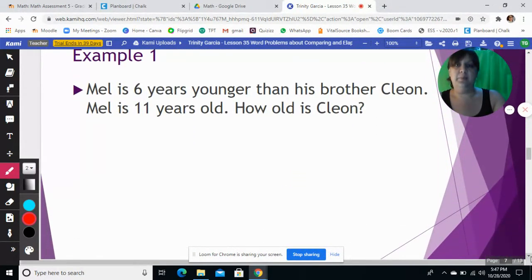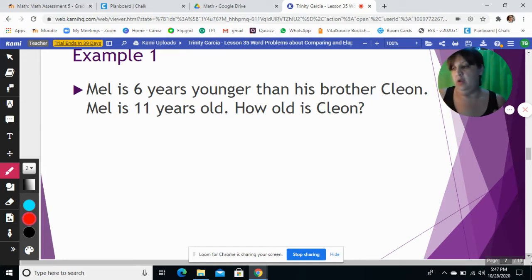Here's example 1. Let's work on it together. Mel is 6 years younger than his brother Cleon. Mel is 11 years old. How old is Cleon? Let's see. Mel is 6 years younger, but we know that Mel is 11. So what do we need to do?